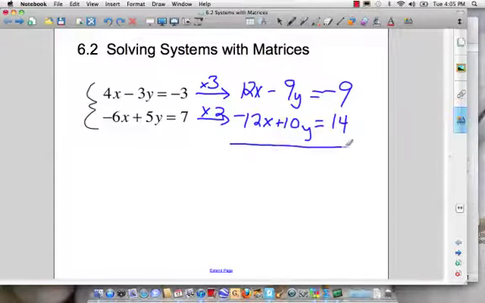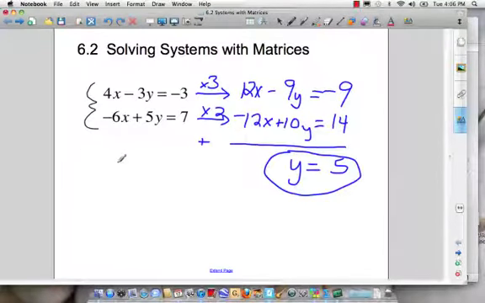The reason I did that is you'll notice that now the coefficients of x are 12 and negative 12. Since they're exact opposites, the best thing to do here is add the two equations together. 12 plus negative 12 is 0, so the x variable is eliminated. Negative 9y plus 10y, conveniently that's y, which is what we want to find. And negative 9 plus 14 is 5. So I'm halfway there. I know that y is 5. Now I need to find x.